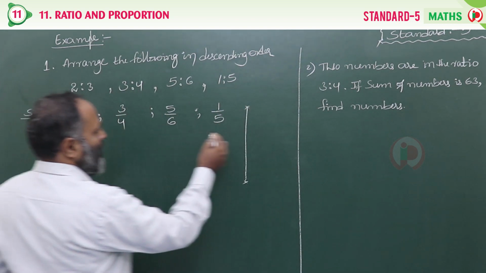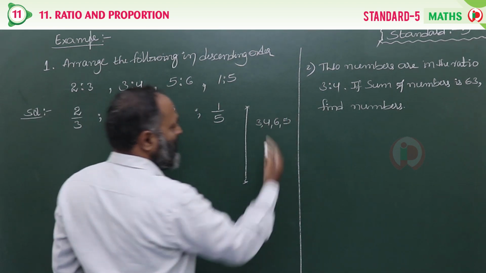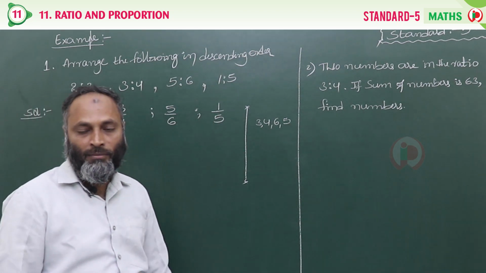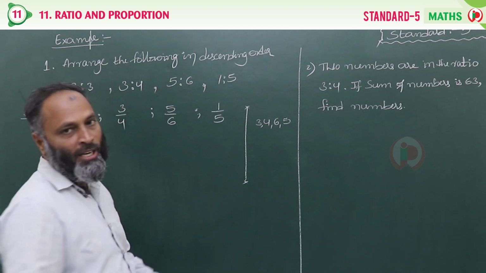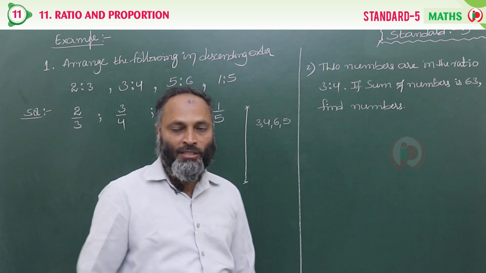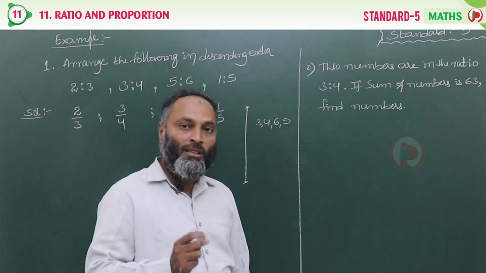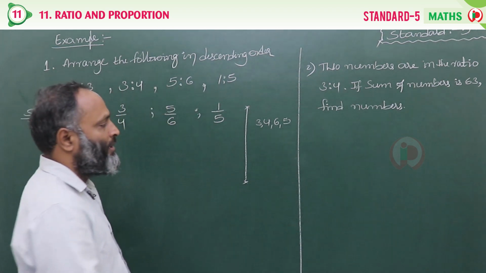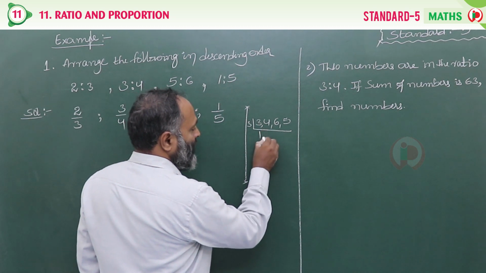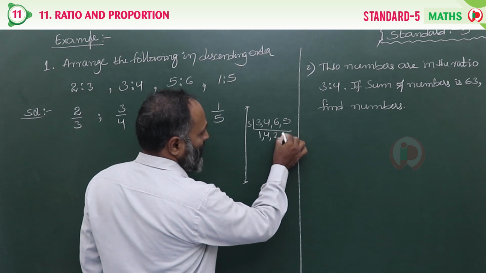The denominators are 3, 4, 6, 5, and we should take their LCM. Whenever a comparison is given, first we should convert the given fractions into like fractions. To do that, first we take the LCM of the denominators. So first with 3: 3 1s are 3, 4 as it is, 3 2s are 6 and 5 as it is.